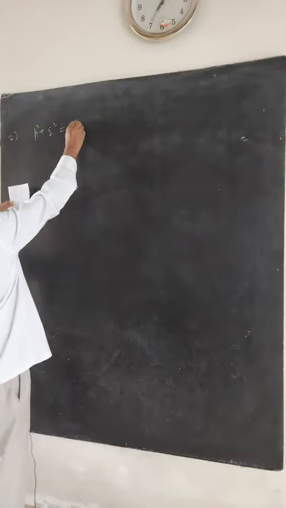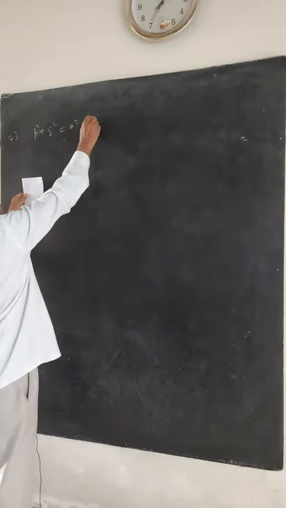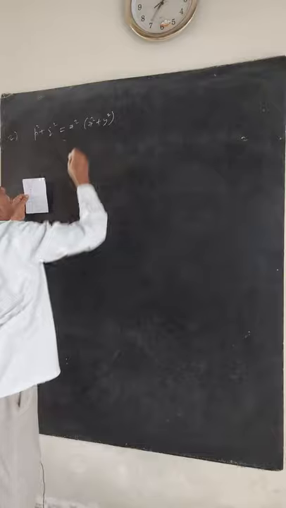Sum number 2. P square plus Q square equal to z square into x square plus y square.